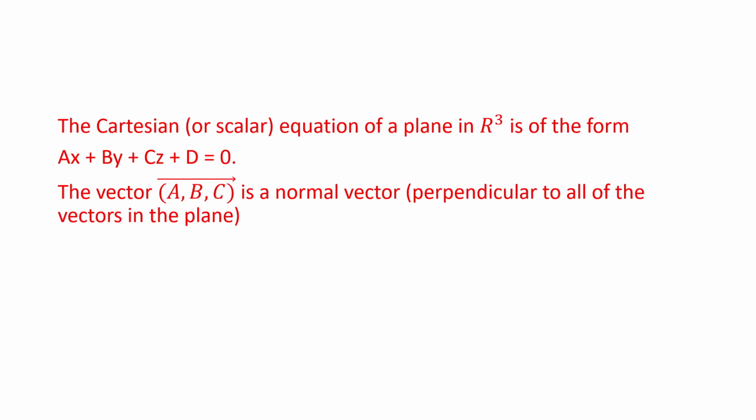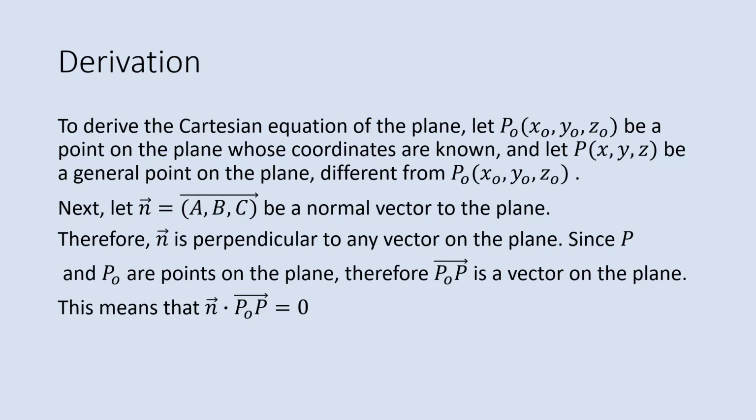Imagine the blackboard in your classroom, if you will. If we drew any vector we wanted on that blackboard, and then imagined a vector sticking out perpendicularly from that blackboard, that vector sticking out perpendicularly would be normal to the plane. It would be perpendicular to any vector that you could draw. Okay? Well, let's show how they derive the Cartesian equation of a plane.